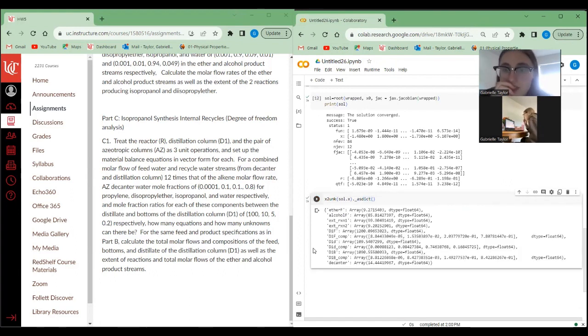It gave us all of the things that we wanted to solve: our ether flow, our alcohol flow, extent of reaction 1, extent of reaction 2, both of the flow rates going in, plus the compositions and all of that. This gives us the answer, a float, and the array. So we can see it's giving us all these answers, our floats and our arrays as well. So thank you, that is the end.